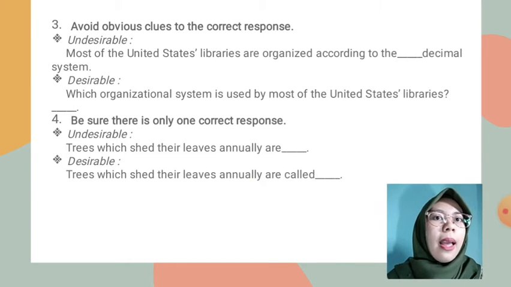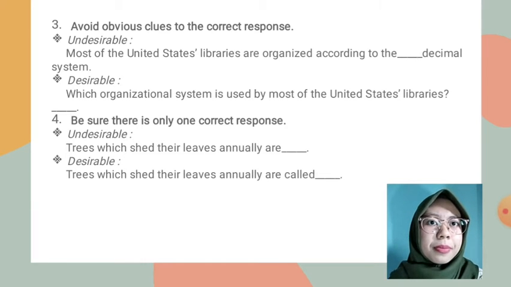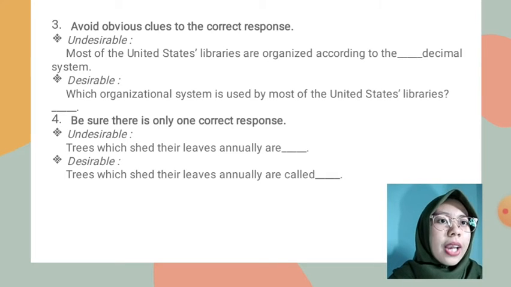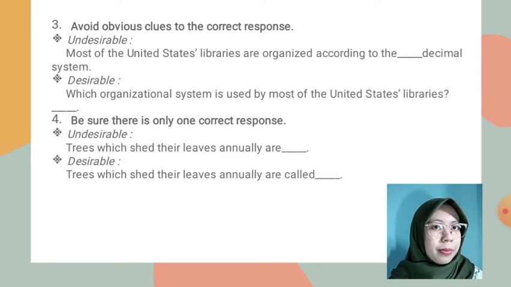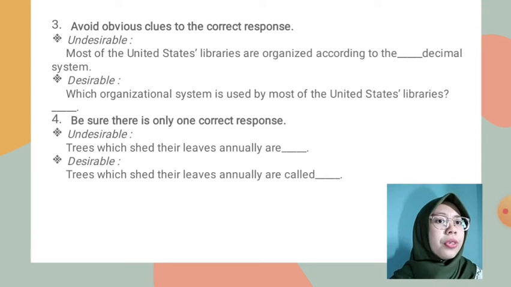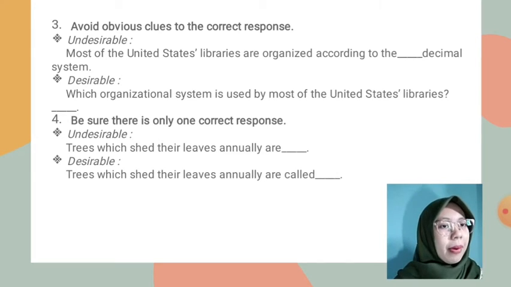And the third is avoid obvious clues to the correct response. The undesirable is: most of the United States libraries are organized according to the blah blah blah decimal system. And the desirable is: which organizational system is used by most of the United States libraries?